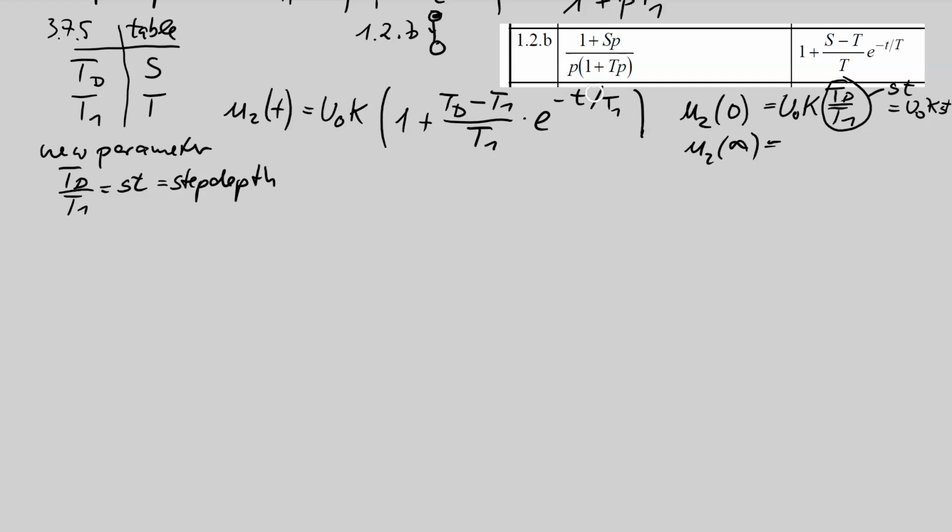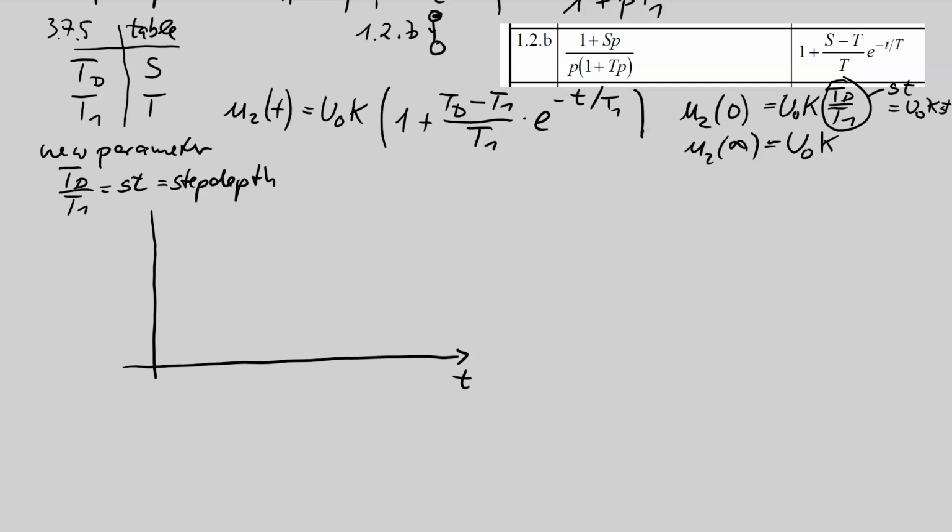The final value is simple, because then this exponential function for large t's with negative exponent is 0, so this is 0, and in the quantity there remains a 1, and we can say the final value is U0 K. This leads to the following diagram.